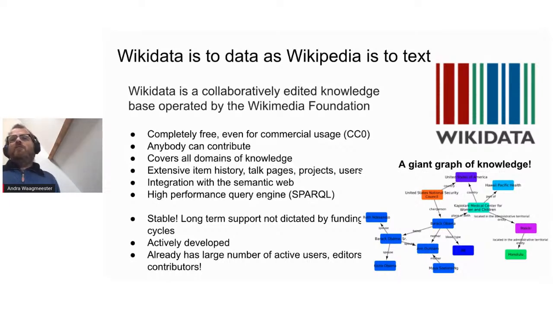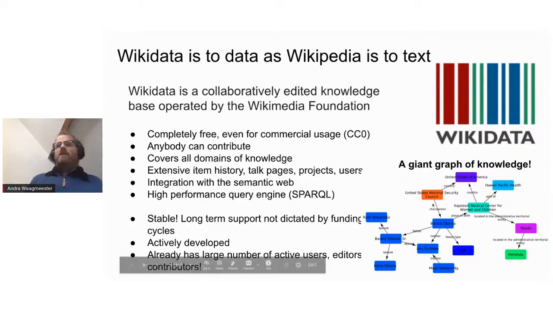It runs on a completely free license, CC0. Anybody can contribute. It covers all domains of knowledge, has extensive item history like a Wikipedia page, and it has a high-performance query engine, SPARQL, which allows for very complex queries. Like what I said in the previous example of a disease linked to a gene, now with SPARQL we are able to identify all the genes that are associated with a disease, or vice versa.